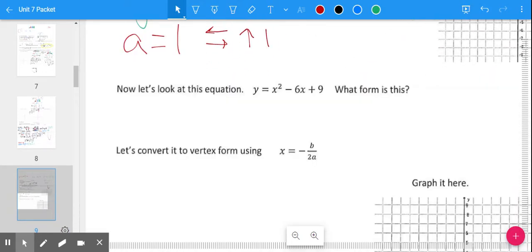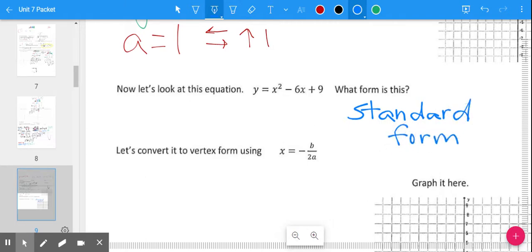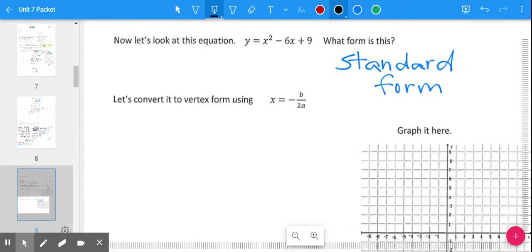So when we move on, it says, now let's look at this equation. What form is it? Based on the top, this is in standard form. So now it says, let's convert it to vertex form using x equals negative b over 2a. So remember, this gives you the x coordinate for your vertex, which is the same thing as h. So we have x equals negative b.